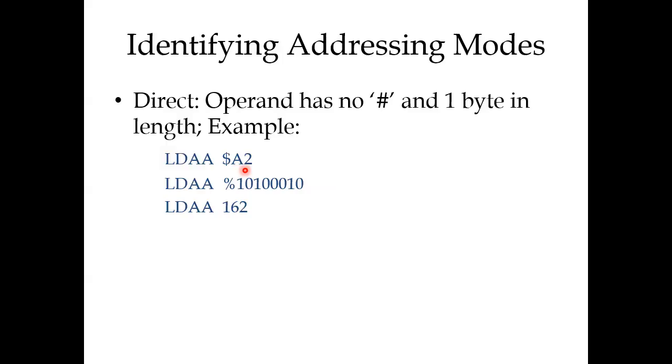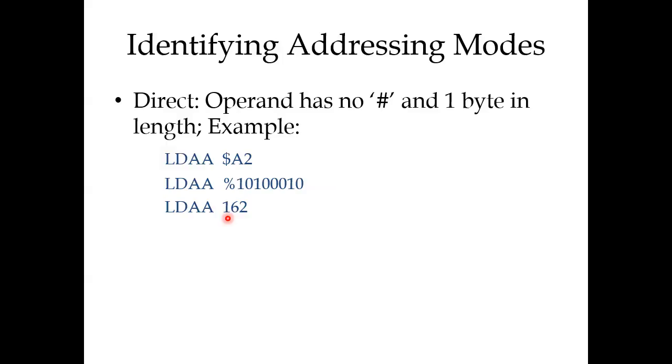See, this is 1 byte, right? Remember, in hex, how do I know it's 1 byte? 1 hex digit means 4-bit binary, right? So that means this is 1 byte here. This is in binary, right? How do I know this is 1 byte? Because it's 8-bit. If it is binary, it has to be 8-bit or less. That means 1 byte. How do I know this one is 1 byte? This is decimal, right? We know this is decimal for sure because there is no dollar sign, there is no percentage sign.